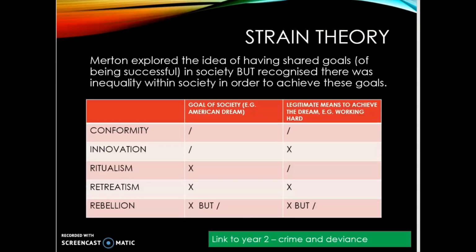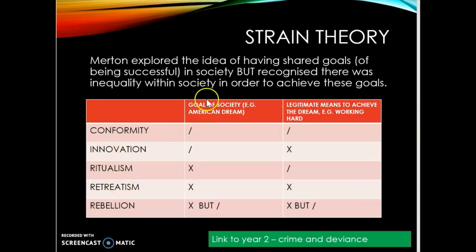So Merton agreed with Parsons to a certain extent that there was a value consensus within society, that there are shared goals, but he added a little bit of a critique to that because he identified that not everybody had the same opportunities to achieve those goals. He recognised that there was some inequality. So he starts to explore this thing called strain theory.